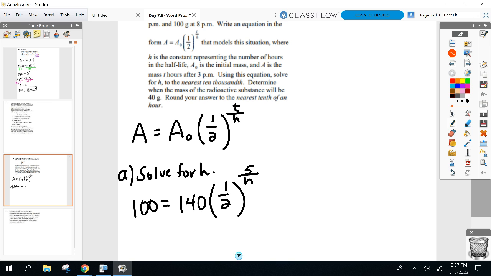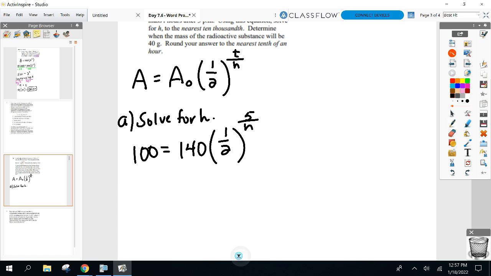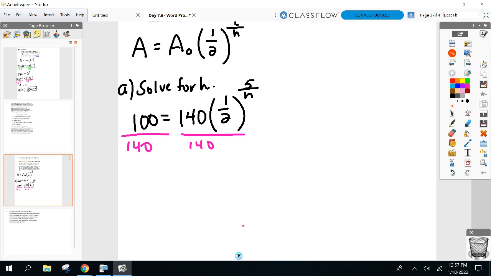All right, first move. Divide by 140, good. You guys can write that decimal all out if you want. I'll leave it as a nice clean fraction. What do you think? 5/7. I reduce around here. 5/7 equals 1/2 to the 5 over h.